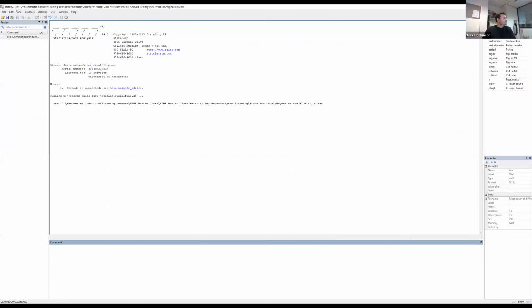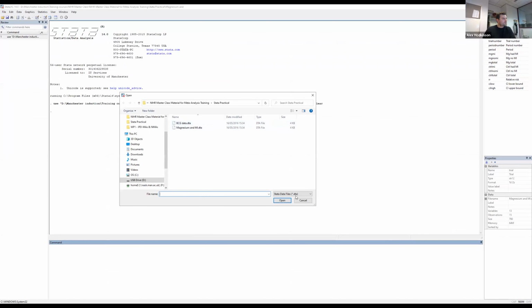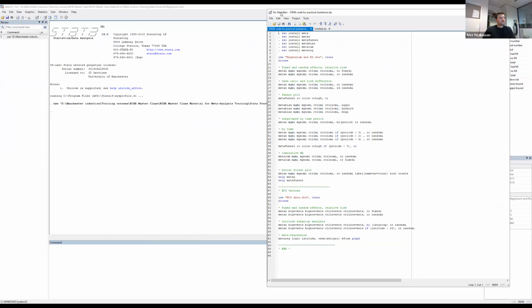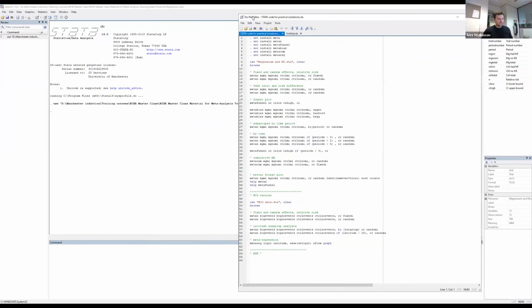So going back to our console, if we open up our D file, now you can copy and paste some of the syntax code from the Word document that I sent you. I've just compiled it all into one D file for ease of use. So initially, you'll need to install all these packages. These are the ones that are relevant we're going to use in this session.